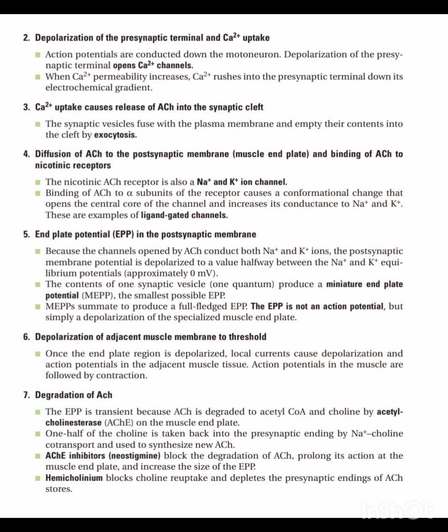And the last step is the degradation and destruction of acetylcholine. So the end plate potential is transient because acetylcholine is degraded by an enzyme, and that is acetylcholinesterase on the muscle end plate. Remember this enzyme. So acetylcholinesterase will degrade the acetylcholine back into acetyl coenzyme A and choline. And one half of the choline is taken back into the presynaptic ending by a cotransport, that is the sodium choline cotransport, and that is used to synthesize new acetylcholine.